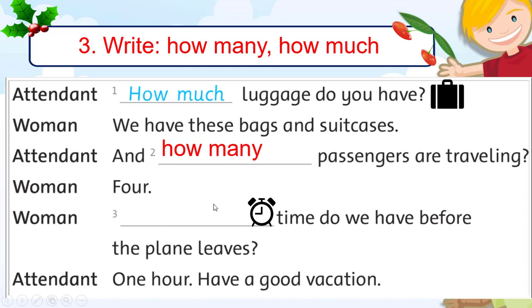Four. And the word time. It is uncountable, right? So we use how much. How much time do we have before the plane, please? One hour. Have a good vacation.